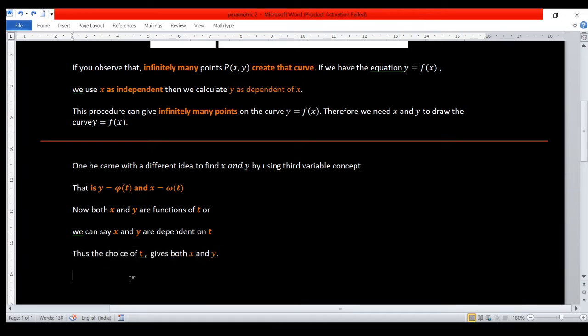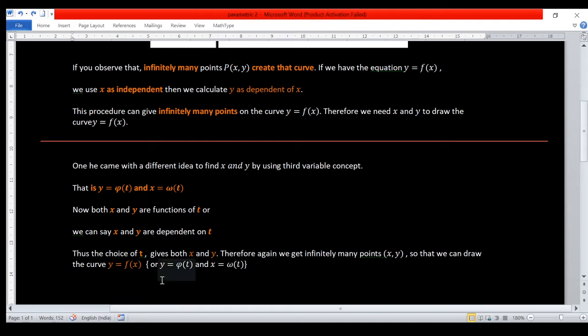If you fix a t value like 1, 2, 3, we are able to find x and y through these equations. Therefore again we get infinitely many points x comma y, so that we can draw the graph or the curve y is equal to f of x. Sometimes they will directly call the equations y is equal to pi of t and x is equal to omega of t.